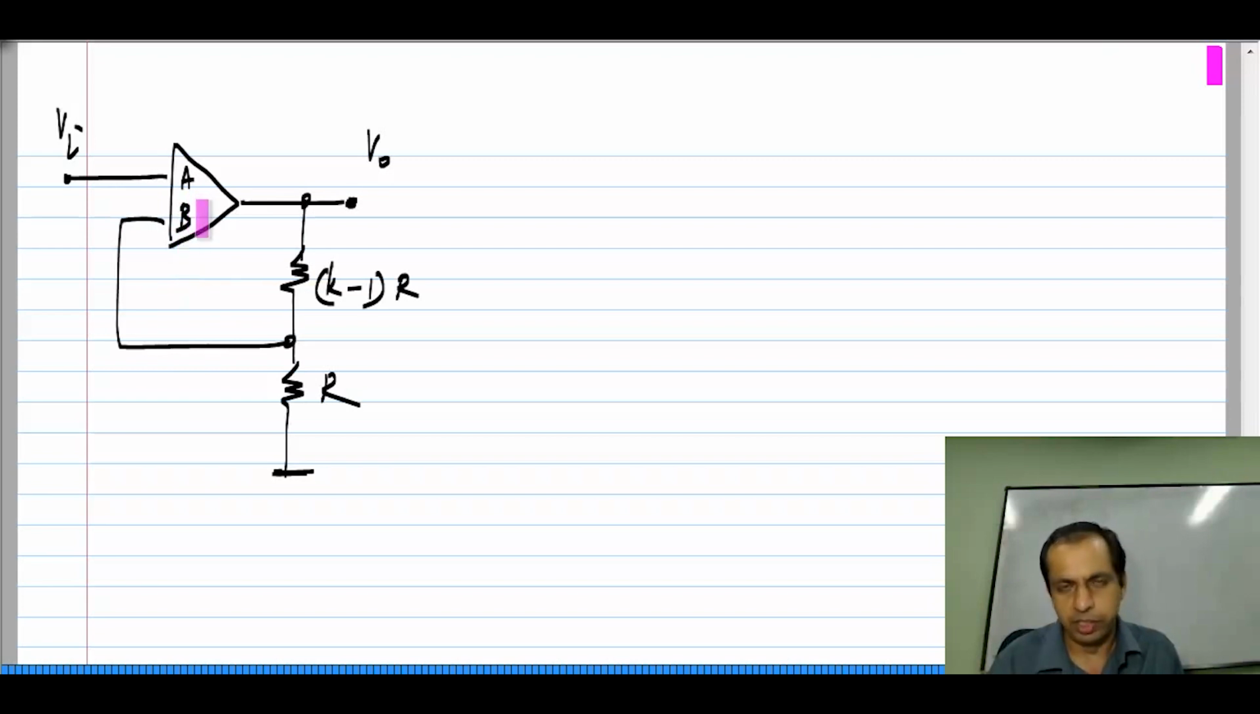So, terminal B must be negative, okay, because something is returning to terminal B. If B is negative, there is negative feedback, but such a reasoning is seriously flawed. I will show you an example soon.